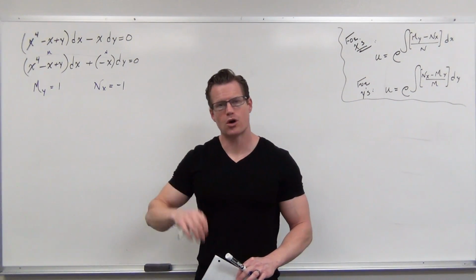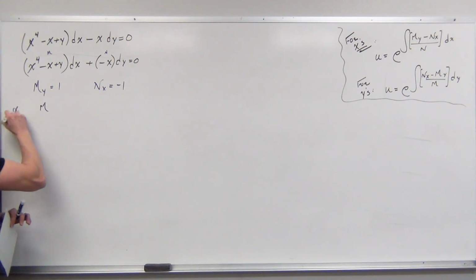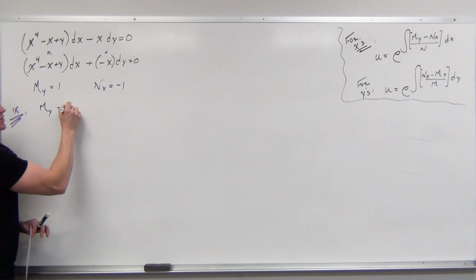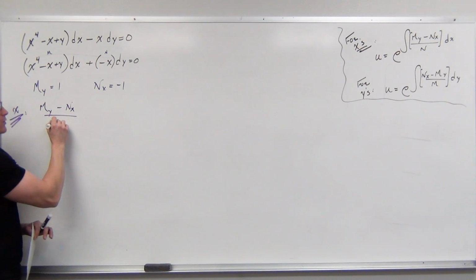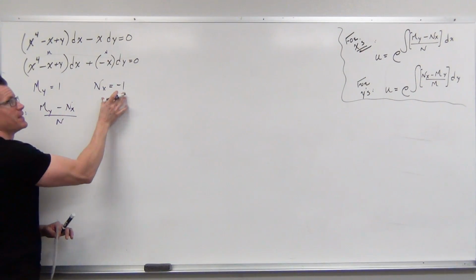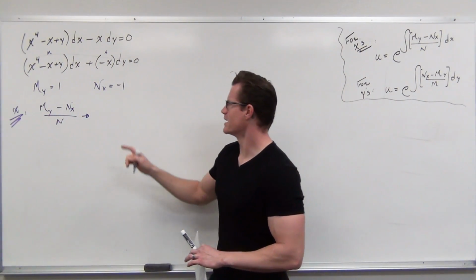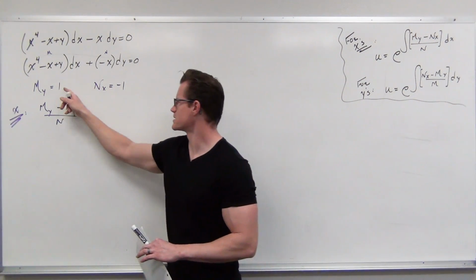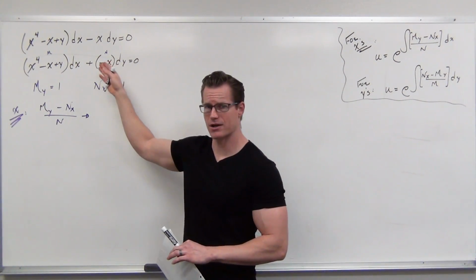So we're going to start with, for x's, partial of m with respect to y minus partial of n with respect to x, all over n, the original, not this, the original. I've seen that a lot with students. They'll be like, hey, this divided by this, sorry, this minus this over that, or this minus this over just that number. Make sure you're going back to your actual n.